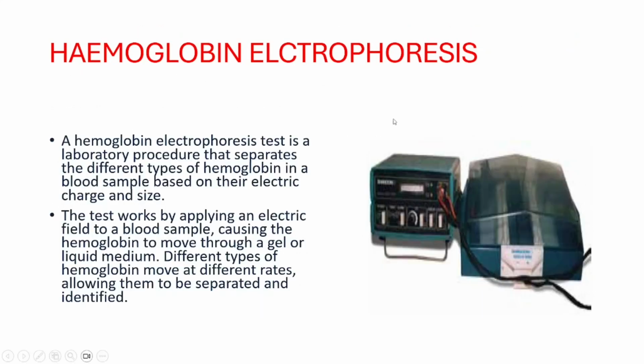See, this is one of the instruments used for HB electrophoresis. As we discussed, HB electrophoresis is a laboratory procedure that separates the different types of hemoglobin, normal and abnormal, in a blood sample based on their electrical charge and size. How does the test work? We apply an electric field to a blood sample, causing the hemoglobin to move through a gel or liquid medium. Different types of hemoglobin move at different rates, allowing them to be separated and identified.